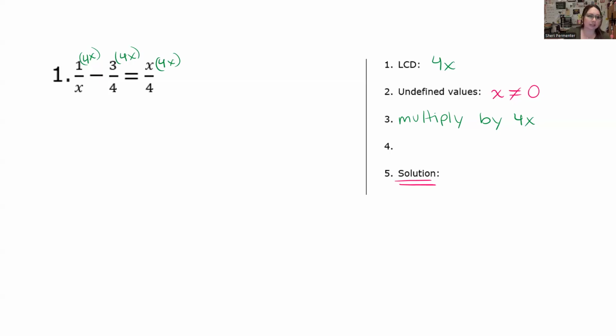Next, we're going to cancel or eliminate fractions. We're going to cancel. Sorry, my pen is being crazy. Okay, next we're going to cancel those fractions.